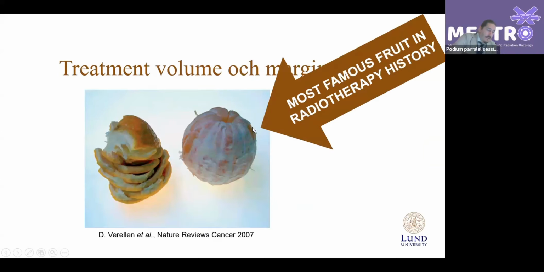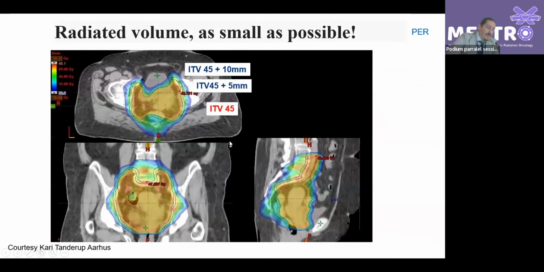And this is the most famous fruit, I think, in radiotherapy history, by Dirk Verellen. And what he tried to mention here is obviously that the margin could be of the same size as the tumor, and reduction of the margin is quite important.